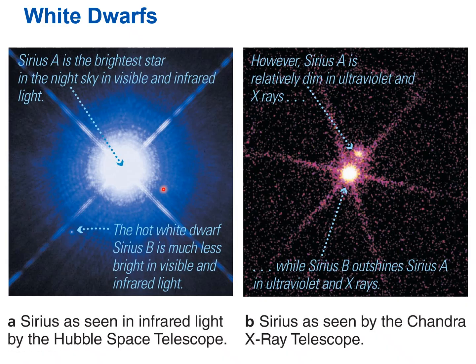Sirius A in infrared by far outshines Sirius B. Now, it all depends on what wavelengths you're looking at. So let's go over to the picture on the right. This is an X-ray picture as seen by the Chandra X-ray telescope.